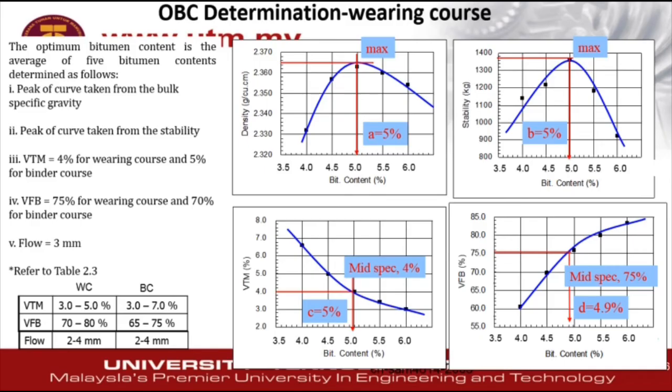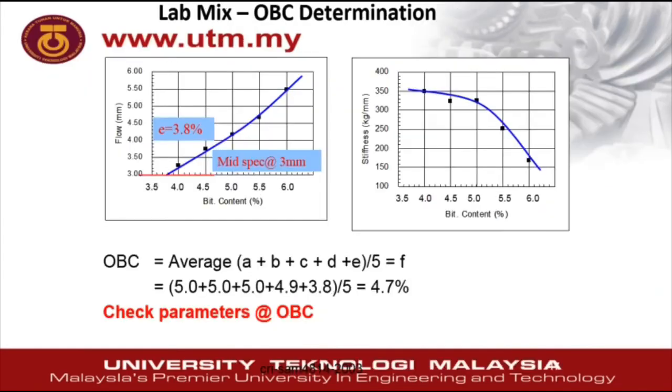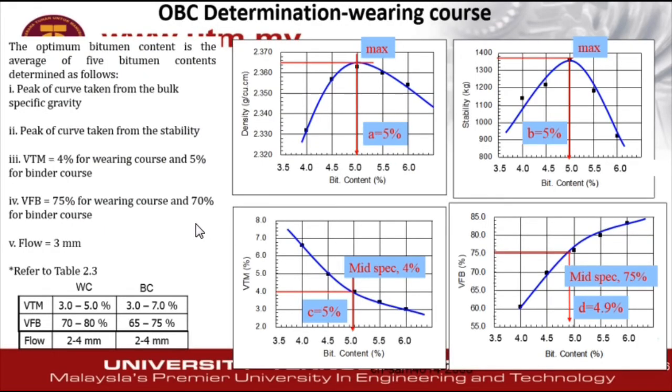As you can see from the slide, these are the plots of density, stability, VTM, VFB, and in the next slide we have flow and stiffness. In order to select the optimum bitumen content, we need to take the average of 5 bitumen contents selected from the graphs. Detailed selection of the bitumen contents can be found in your notes. Here in these slides, I have listed a few criteria for the selection of the bitumen content.